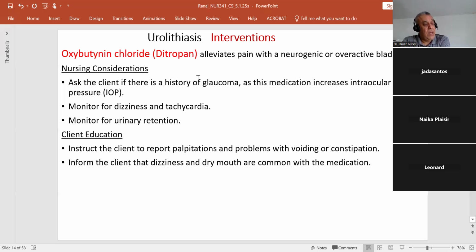Sometimes they will insert a stent, like stenting, and they will maintain the stent for a while, and then it will be removed. This maintains the patency of urine flow, to treat especially the obstruction.